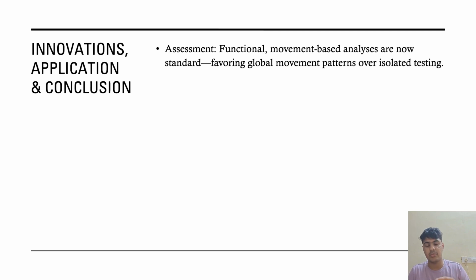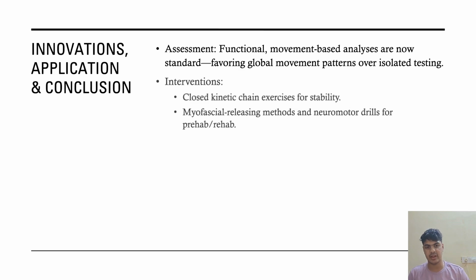Take the body as a whole, not isolate the one part where the problem is, so that you will understand where the fault is, and you will be able to reduce the recurrent injuries that are happening because of that. Interventions: closed kinetic chain exercises for stability. For example, you're doing a squat or a push up where the lower part, the legs or the hands, is fixed to the ground, and you're doing a movement other than those parts.